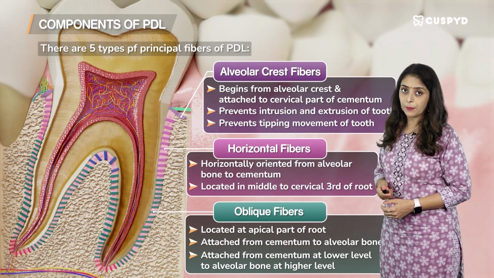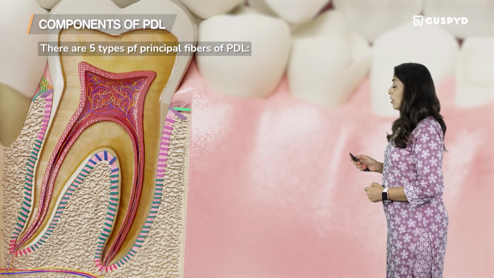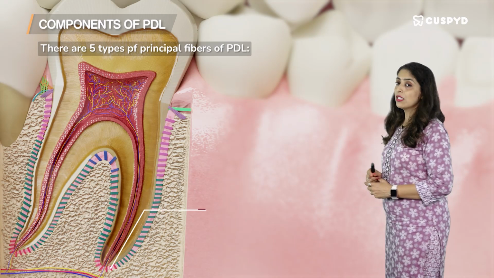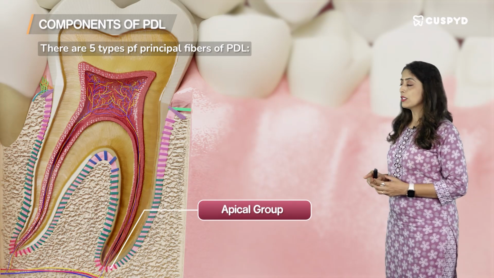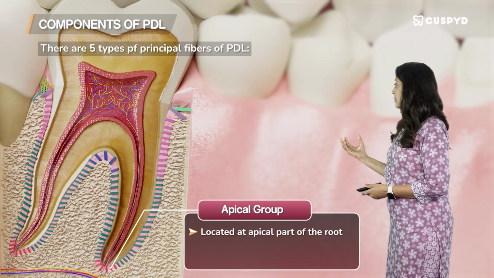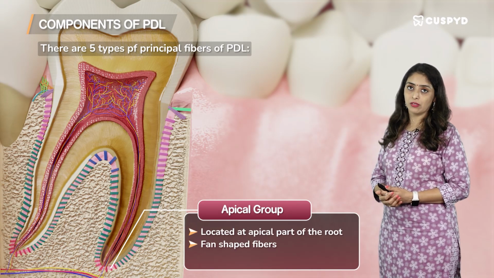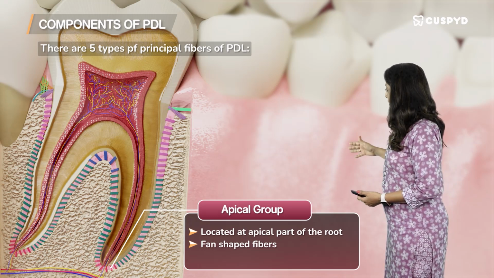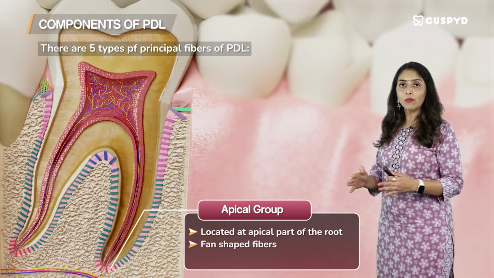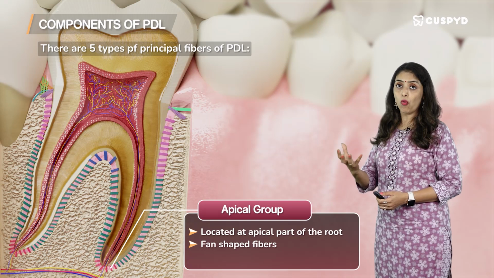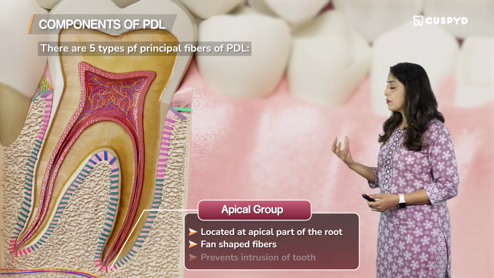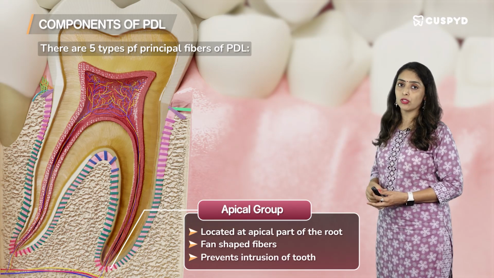thereby holding the tooth more firmly in the socket. The fourth group of fibers is the apical group. As the name suggests, these fibers are located in the apical segment of the root and are fan-shaped in their appearance. So, they spread out like a fan from the tip of the root and move in all directions. So, they hold the tooth firmly in the socket, preventing the tooth from going into the socket.